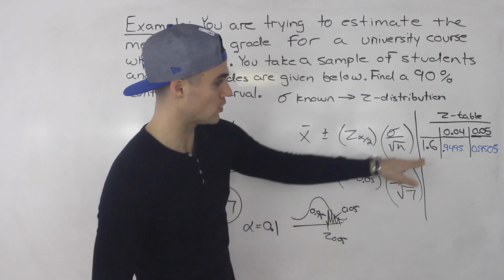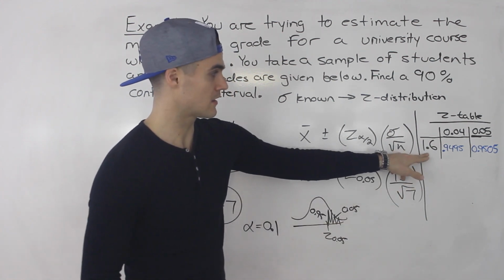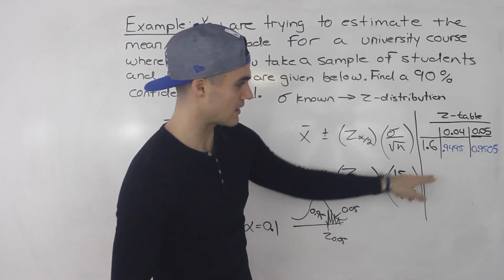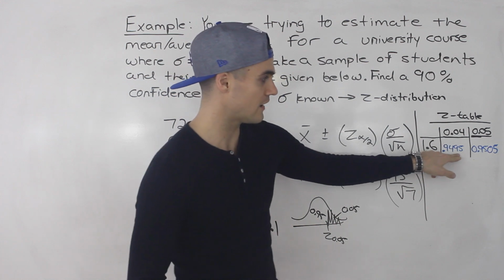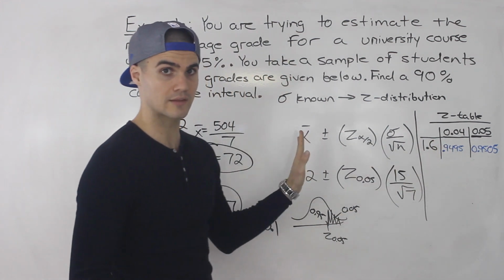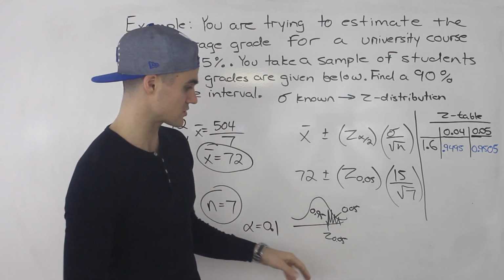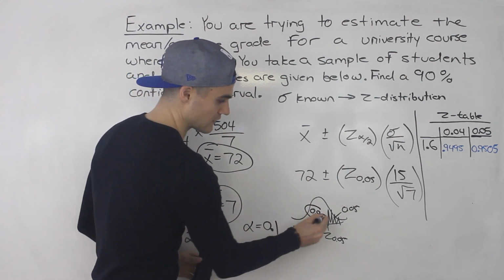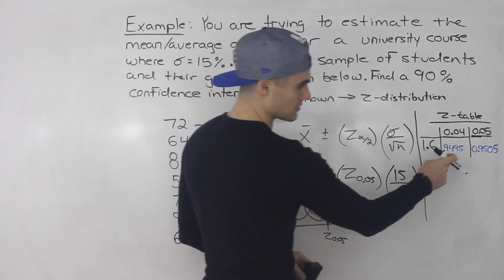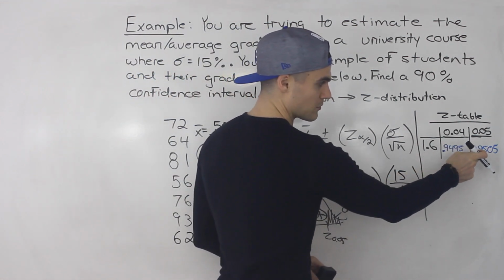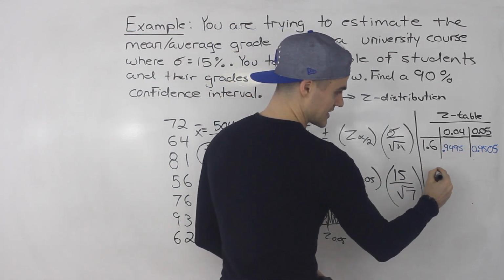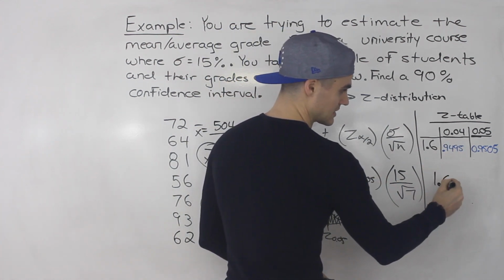So you've got to look at the row 1.6, and then it's going to be between the columns 0.04 and 0.05. Notice how the probabilities are 0.9495 and 0.9505, and that gives us the probability to the left of a certain z-score. And notice 0.95, that's what we're looking for. It's right in the middle of 0.9495 and 0.9505. So the z-score, we know it's going to be 1.6.